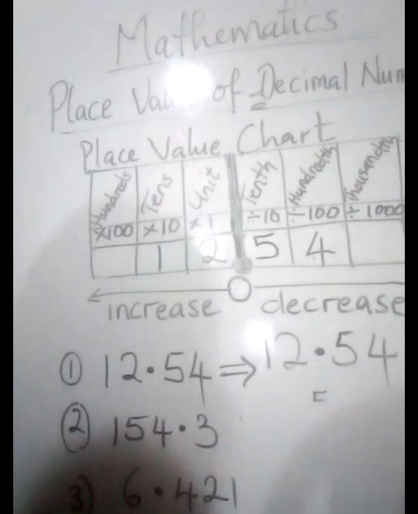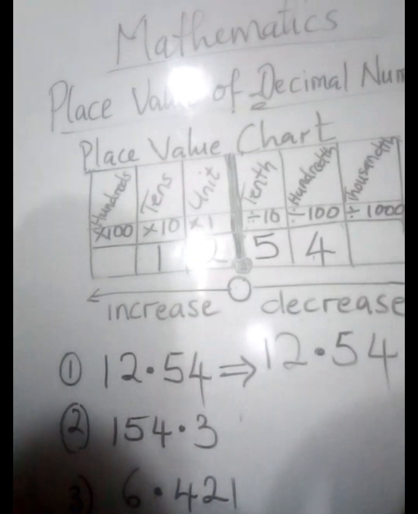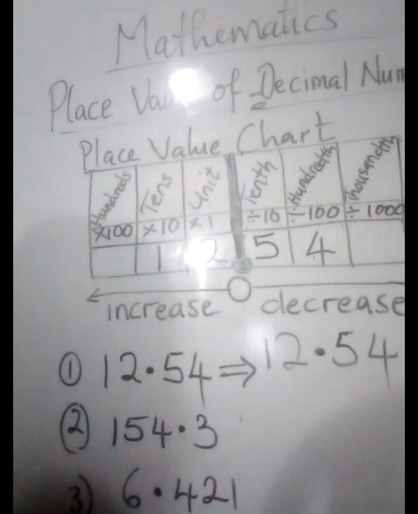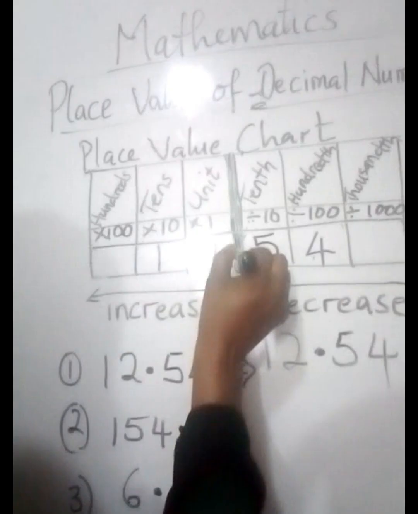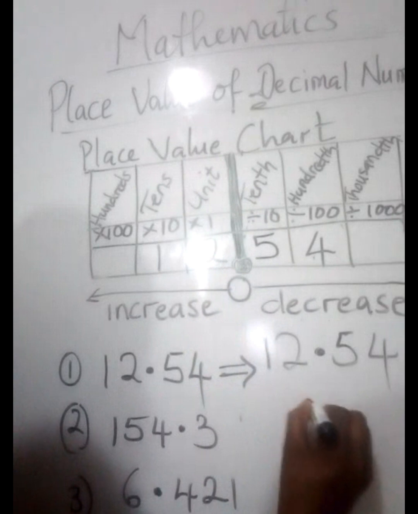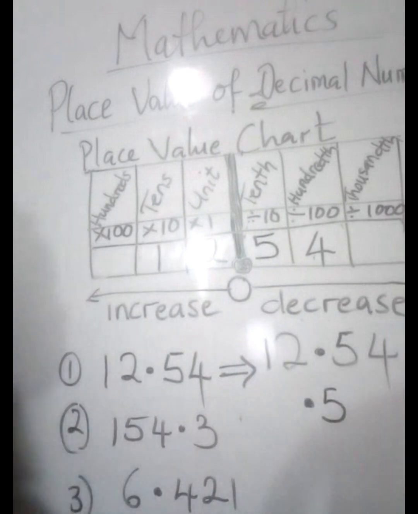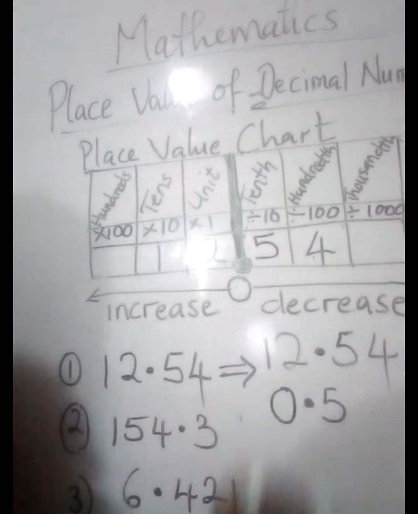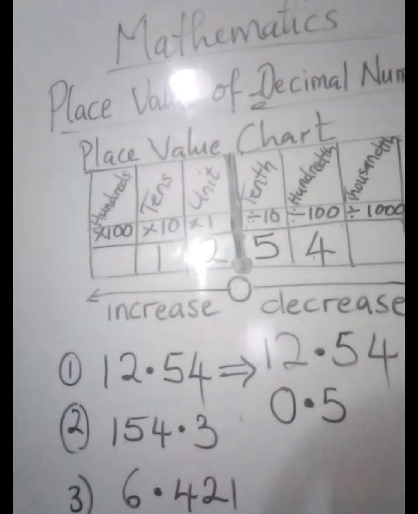Now I'm going to show you the trick. Okay, I'll show you the trick. If you are asked to write the value of this 5, you don't need to go into calculation like 5 over 10 and all of that. Just write this point. You see this line here, it represents your point. Just say 0.5. Finish.